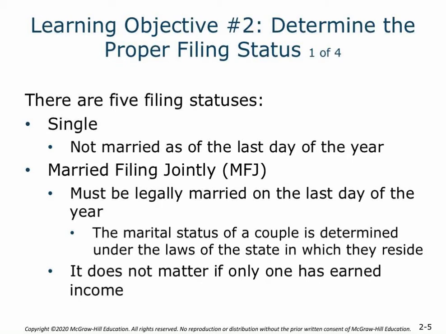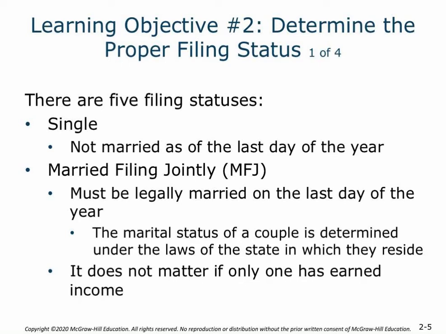Learning objective 2, determine the proper filing status. So when completing the Form 1040 and knowing which schedules we're going to look at, a lot of this is going to be based on filing status. And most tax filers, or most people, are aware of 2 general statuses. You're either not married, so you're going to be filing as single, or you are married, so you're going to be filing as married. But it's actually broken into 5 specific filing statuses.